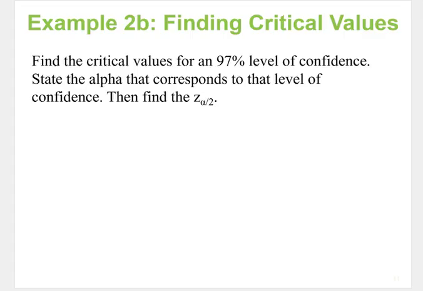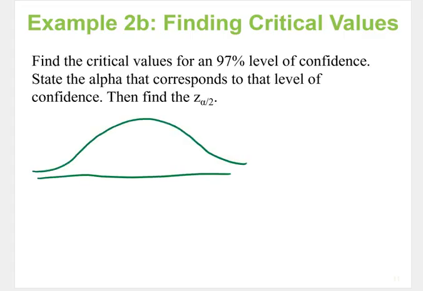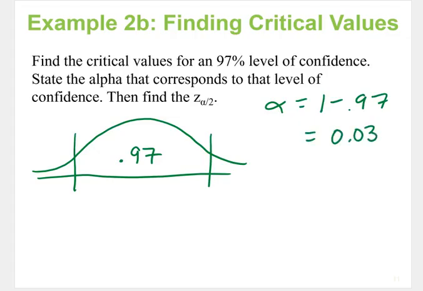All right, so how would we find the critical values for a 97% confidence level? When I draw my picture, I want 97% in the middle, so this area would be 0.97. That means my alpha would be 1 minus 0.97, which would be 0.03. So I would have 0.015, so 1.5% in the upper side and 1.5% down on this lower end. And then again, I would use my table and look up that 0.015.